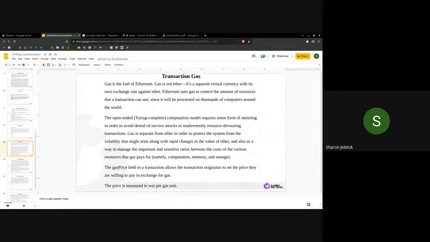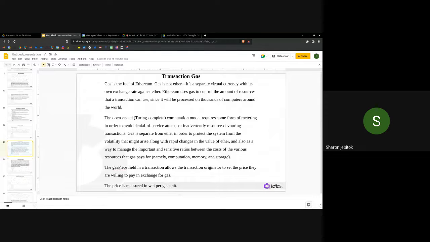So gas is separate from ether. And the other reason why gas is separate from ether is that it's a way to manage the important and sensitive ratios between the costs of various resources that gas pays for.